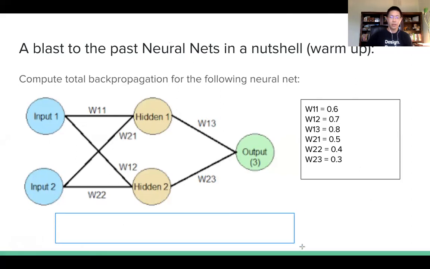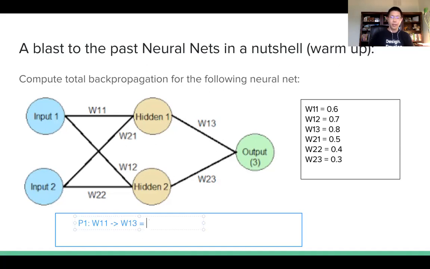To do that, we need to do the following. We are given, luckily for us, the weights. So let's find, for example, the paths we can take for the neural net. What's path one? W11 to W13, right? And that is simply 0.6 plus 0.8 equals 1.4. Path two, W12 to W13. And that would be 0.7 plus 0.3, which is 1.0.